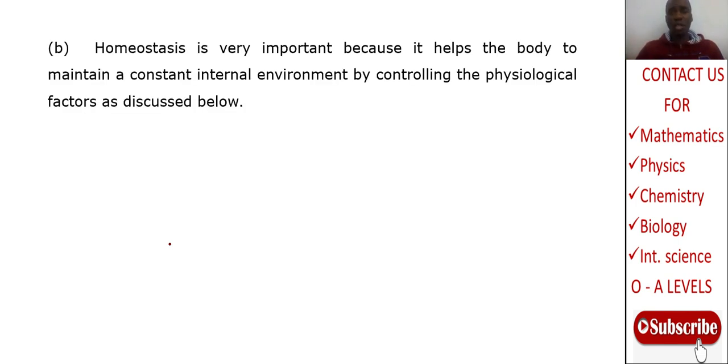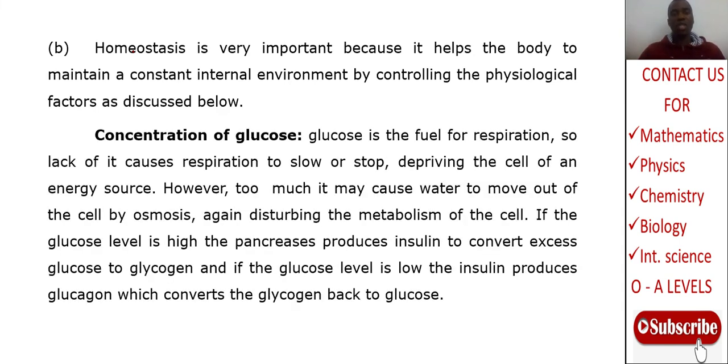Homeostasis is very important because it helps the body to maintain a constant internal environment by controlling the physiological factors as discussed below. So homeostasis, like I said, is very important because it helps the body to maintain a constant internal environment by controlling the levels of water, temperature, glucose, carbon dioxide and oxygen in the body, as well as other conditions. So how are these things done? That is what is being explained here.